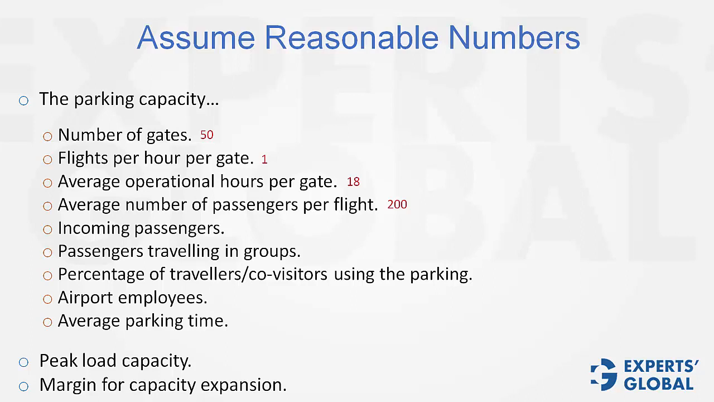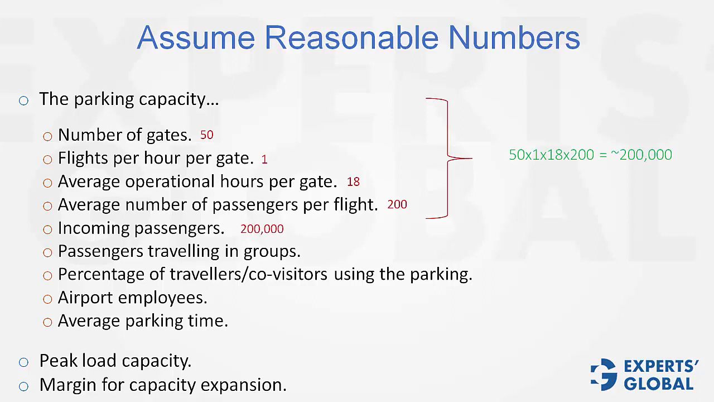Incoming passengers. Before we do this, let us find the total number of passengers so far. 50 gates, 1 flight per hour, 18 hours per day, and then 200 passengers per flight. Keep rounding off these numbers. Don't deal with complex numbers. Always keep rounding these off. This gives me a number of 200,000. Incoming passengers should practically be very close to the number of outgoing passengers.